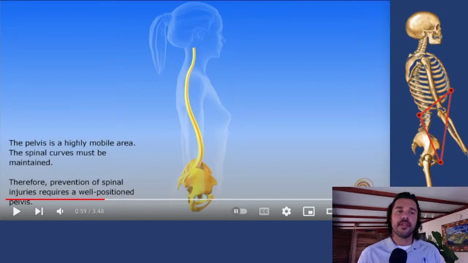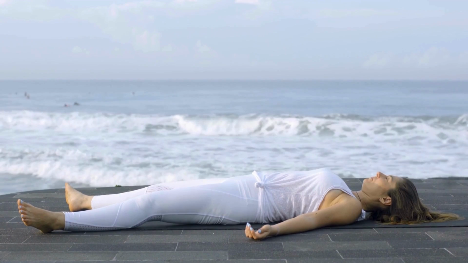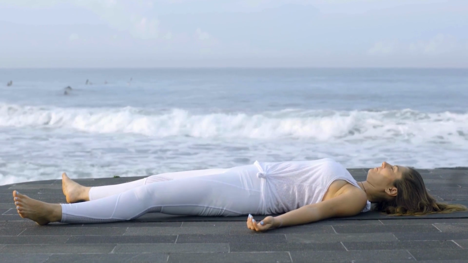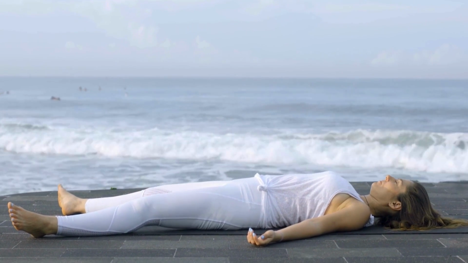The opposite of that will be your spine is pushing on the floor. It's not slightly curved up off of the floor. Then that may mean that you have a posterior pelvic tilt.